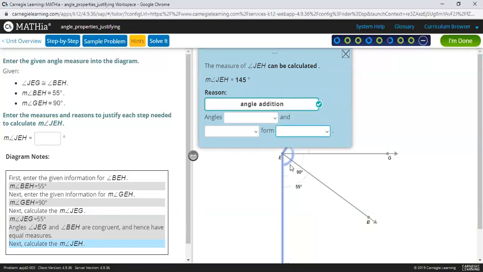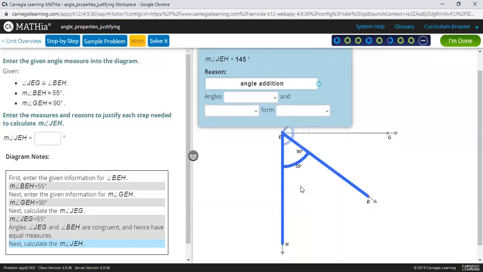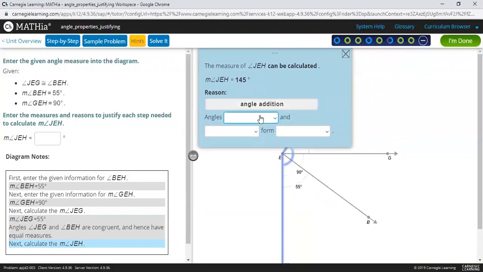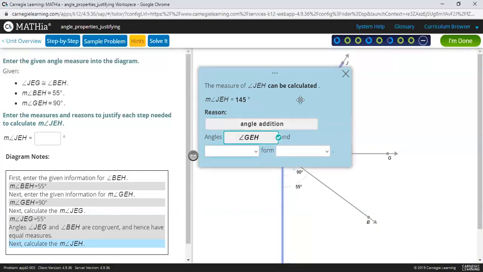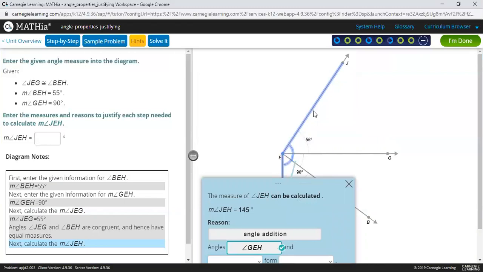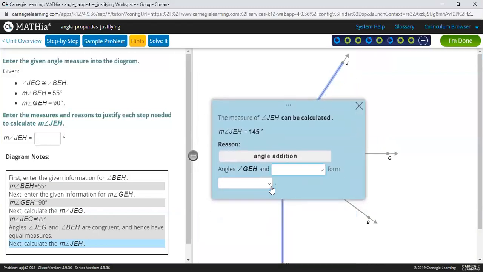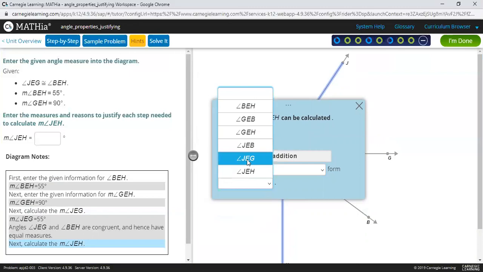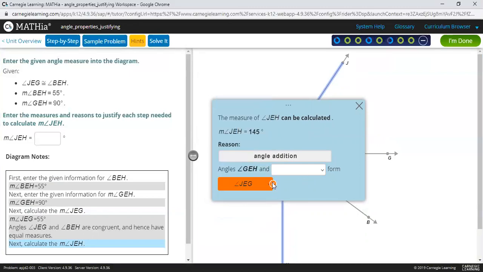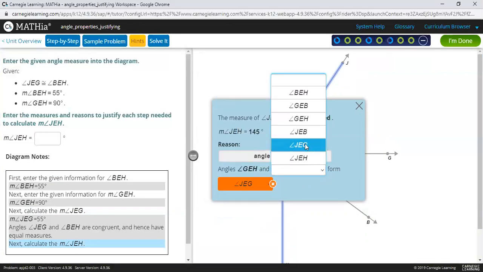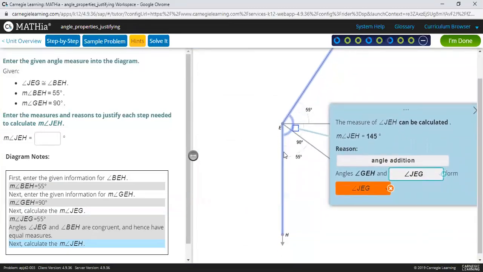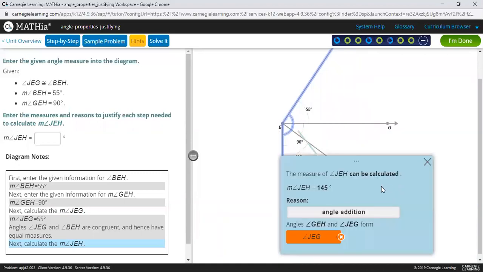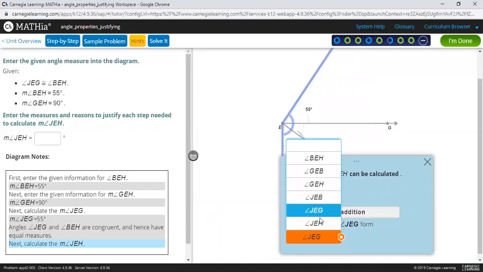So then let's just define exactly what we added. So we added HEG, or GEH, same thing, and GEJ. So we added GEJ, or JEG. Put that in the wrong spot. JEG. And that formed JEH.